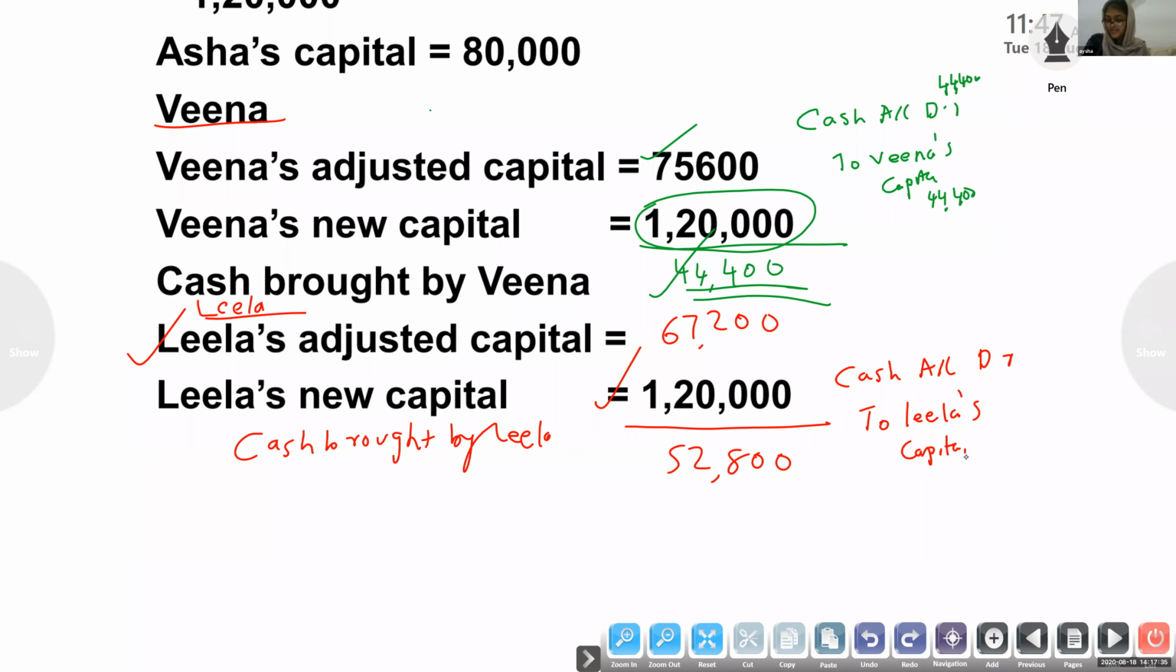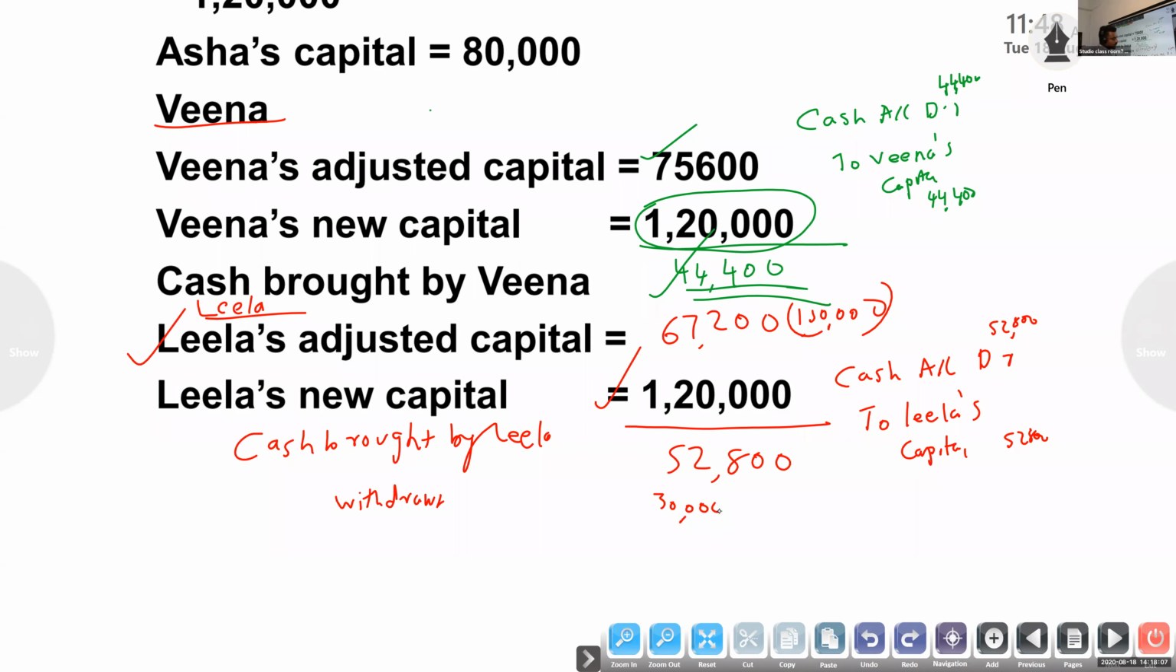Sir, if it is cash withdrawn, then? If it is withdrawn, the entry will be opposite. Then we have to write cash withdrawn by. They can withdraw. Suppose here 1,50,000 is there and her capital should be 1,20,000. So she can withdraw 30,000. Then the entry will be opposite: Leela's capital account to cash. Clear?